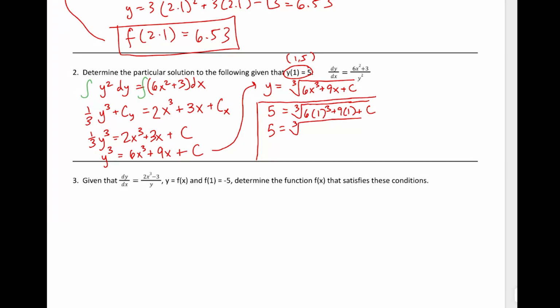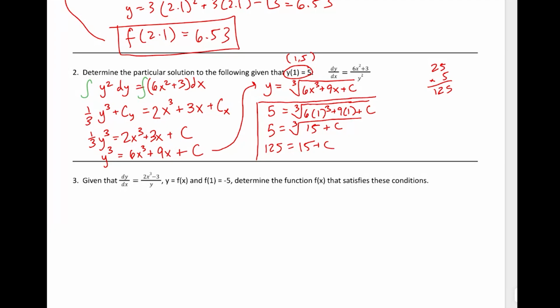And then 9 times 1 is 9. So we have 6 plus 9, which is 15. So 15 plus c. Now we need to cube both sides. Now 5 cubed, that might not be on your list of memorized values, but it's really just 5 times 5 times 5. 5 times 5 is 25, and 25 times 5, just imagine you had 5 quarters, you got $1.25, right? So this should be 125.